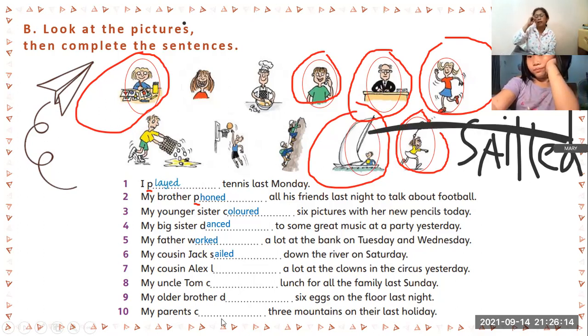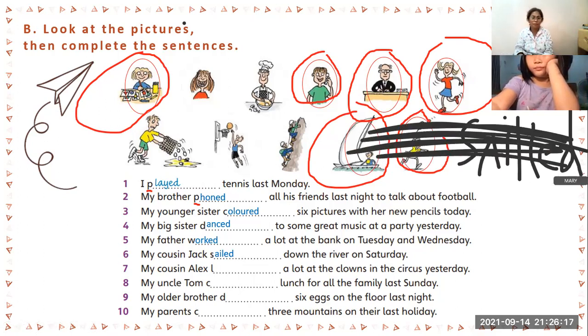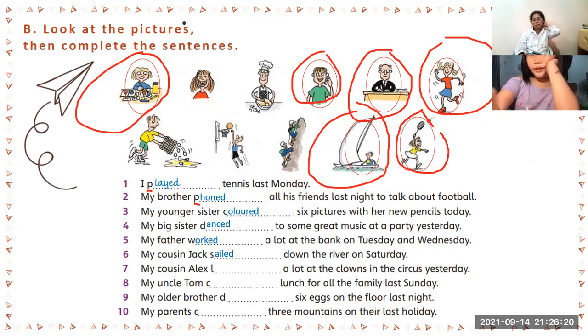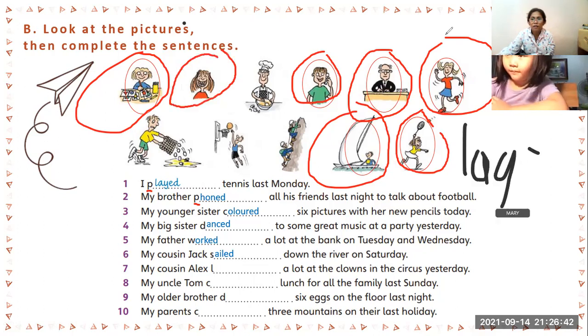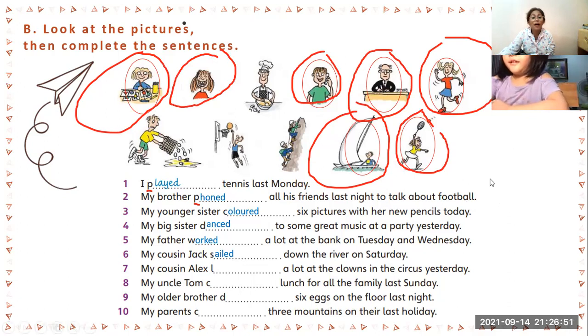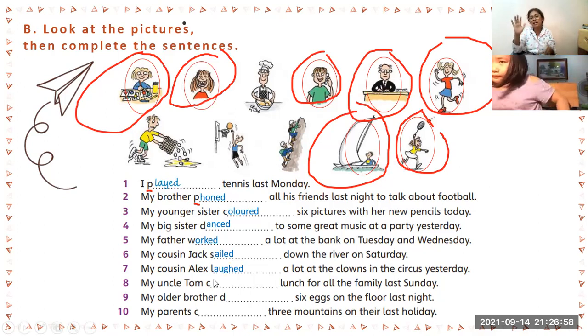Okay, how about number seven? Let's try number seven. My cousin Alex laughed loudly at the clowns in the circus yesterday. I don't know how to write laugh. Okay, it's laughed. Look at number seven. Laughed. Okay, very good.